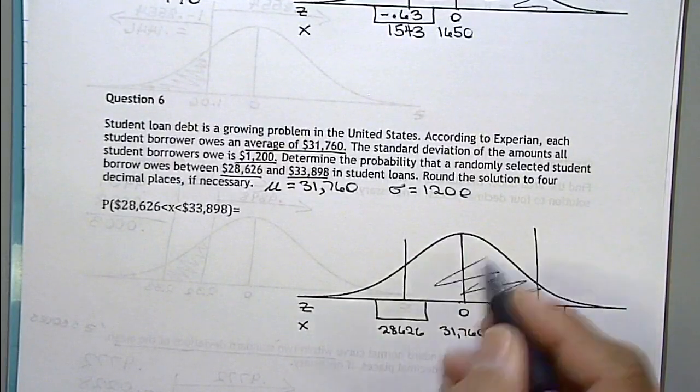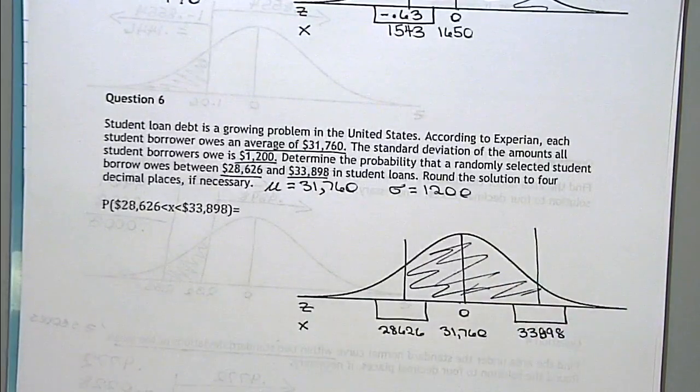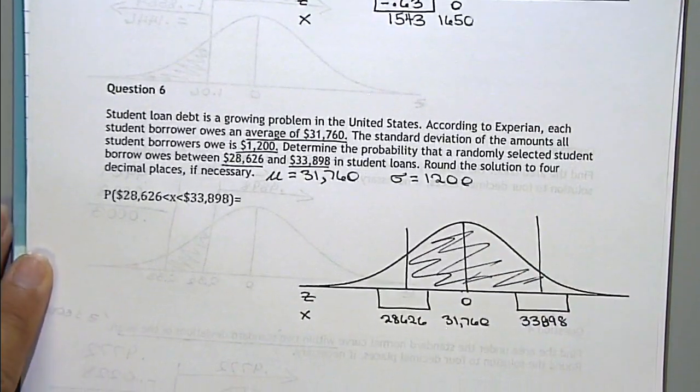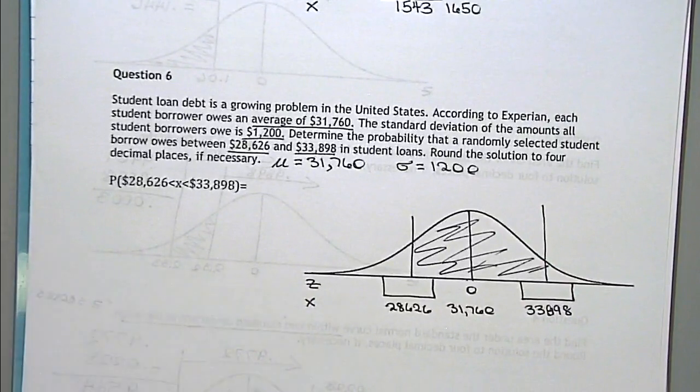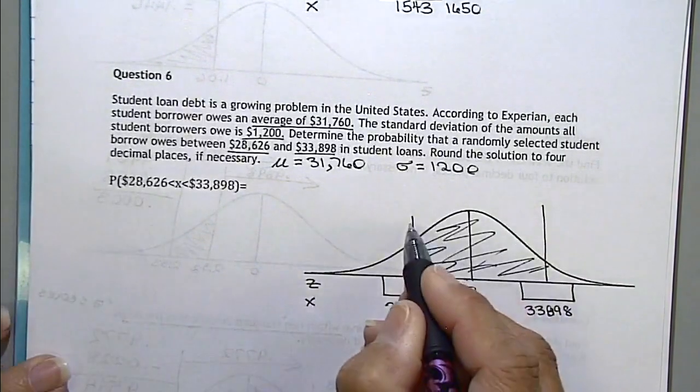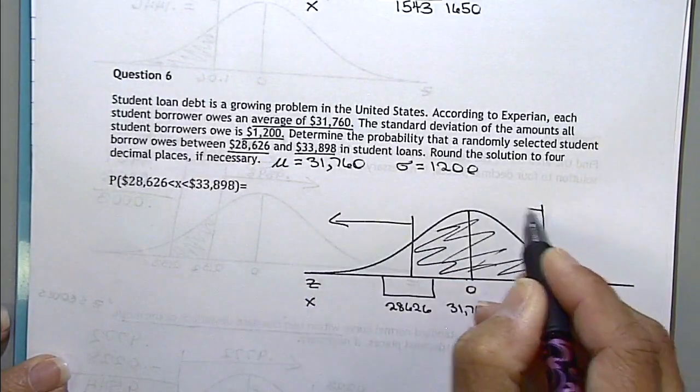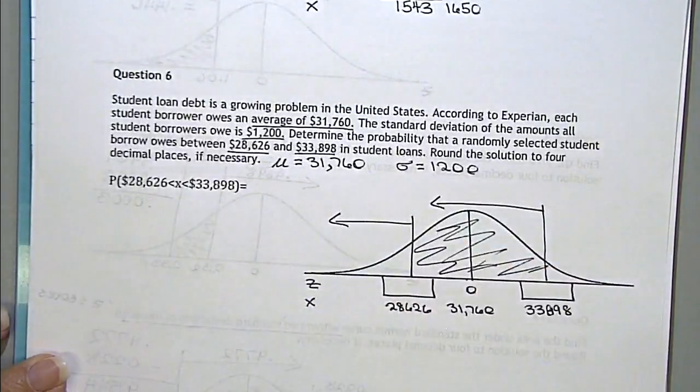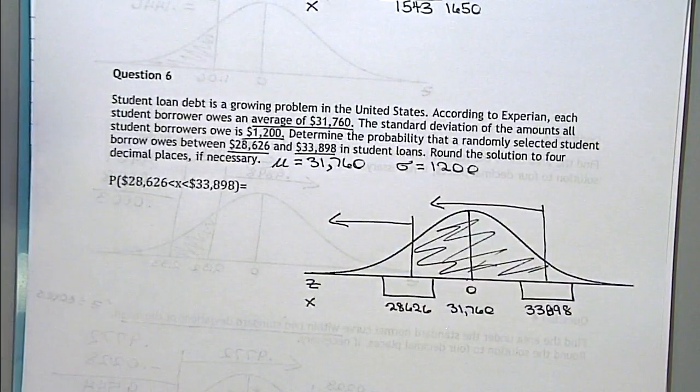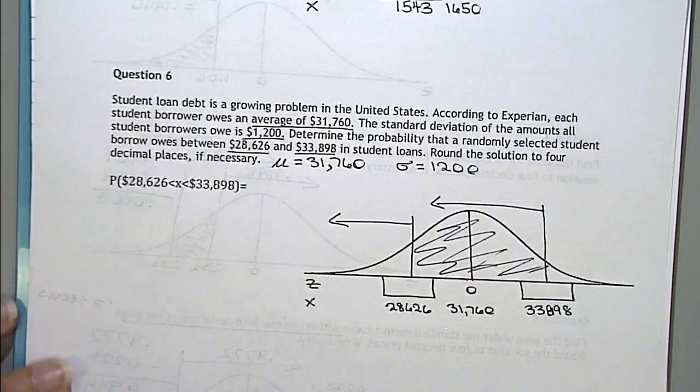The area I'm interested in is the area between those two. If I find that area, I have the probability, and listen to the way it's worded, that a randomly selected student will have a debt between those two numbers. So I need 2 z-scores. I'm going to find the areas to the left, and I'm going to subtract the smaller from the bigger one, and I'll have the area between.